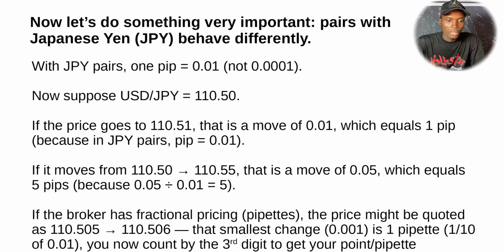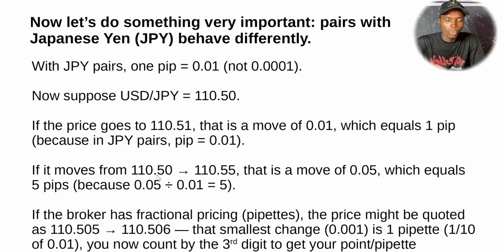Okay, so now suppose USD/JPY is equal to 110.50. If the price moves to 110.51, this is a move of 0.01, which equals 1 pip in JPY carrying pairs, which means a pip is equivalent to 0.01, as in 2 decimal places, not 4 decimal places or 0.0001. So I believe this is clear.